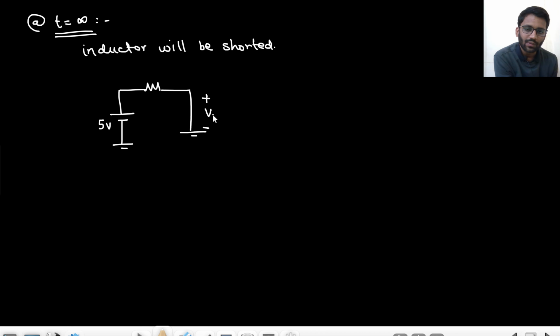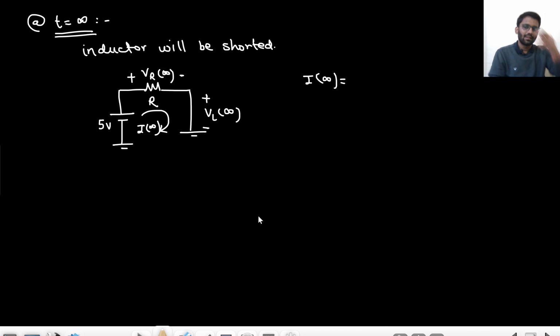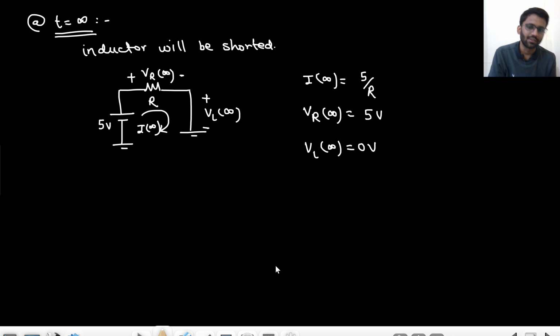So this will be your VL(infinity). This is your VR(infinity). And the current will be your I(infinity). So tell me, what is the value of I(infinity) first? Inductor is shorted. So the current is 5 by R. What is the value of VR(infinity)? You should be able to tell these things, because we have studied the basics of network analysis. From here 0, from here 5. So it is 5 volt. What is the value of VL(infinity)? Since the complete inductor is shorted, so VL(infinity) will be 0 volt, right?